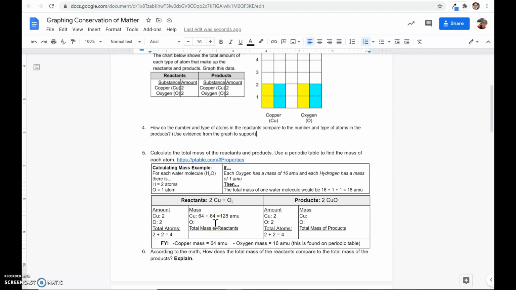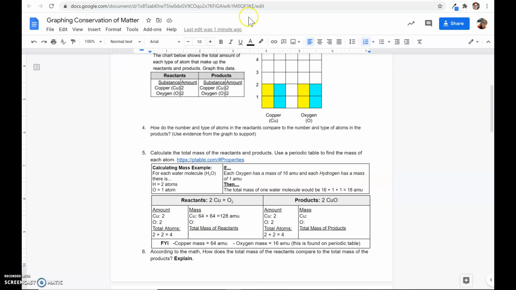So now what we have to prove is that the reactants and the products weigh the same, that we didn't lose any mass. So to do that, we need to figure out how much does each of these atoms weigh. So this first one is done for you, and it says 64 plus 64 equals 128. Well, how did they get that? We know that we can get the mass of one atom, of any atom, from the periodic table.